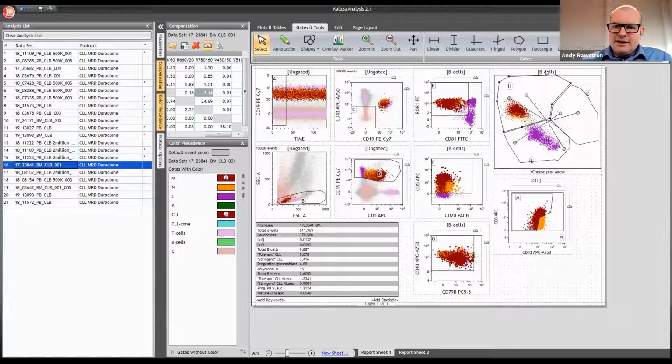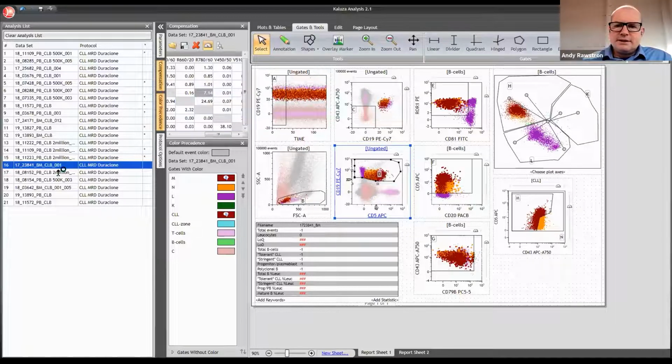Clearly within the radar plot, things look like CLL cells. There's no separate overlap. It's just that the case has quite strong 79B, quite weak 5 and weak 43, and also has quite weak CD19 as well, actually, which is something that does happen. So that's our situation there.